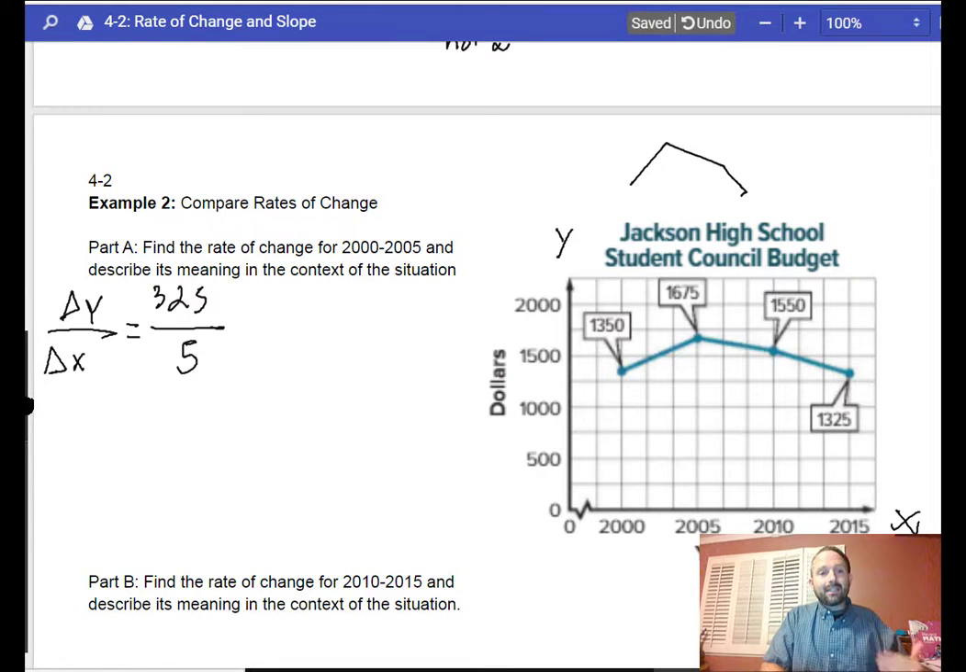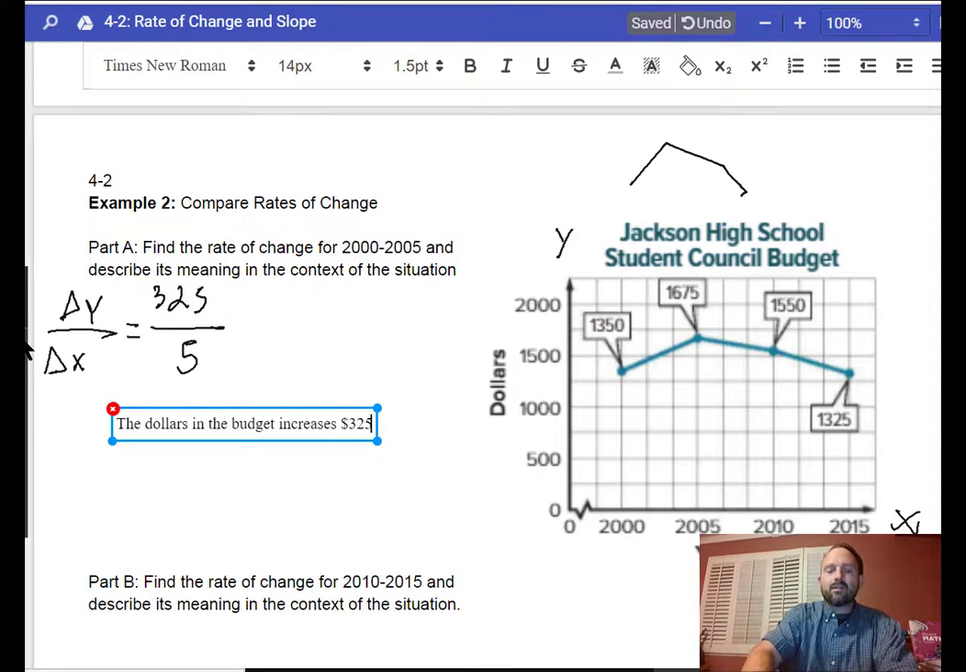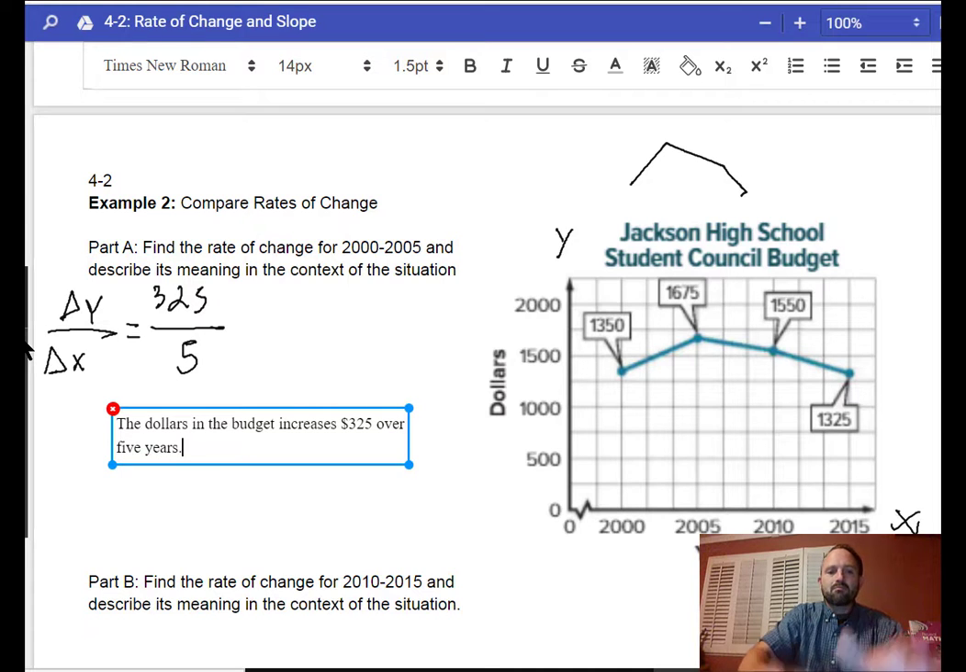So what is the meaning in this context? Well, I would say that the dollars in the budget increase $325 over 5 years. There it goes. In the 5 years, it increased $325. Well, we can see this from the slope. In 5 years, it increases by $325.